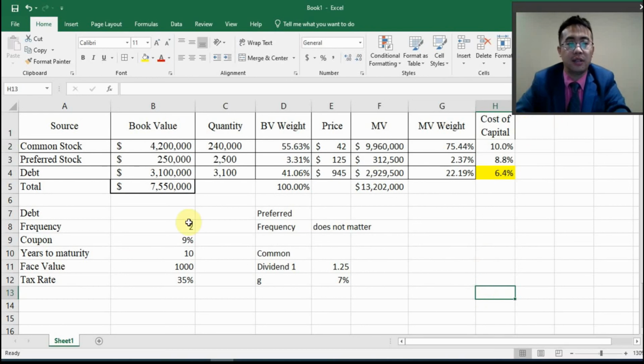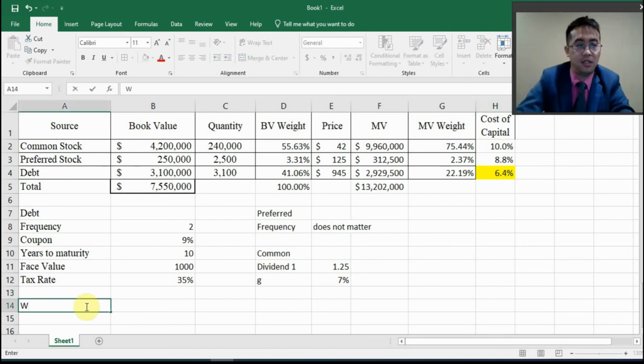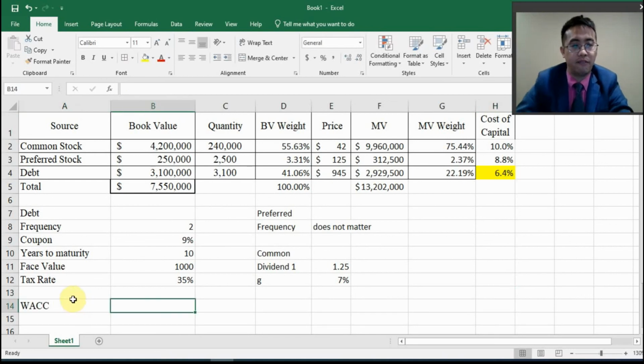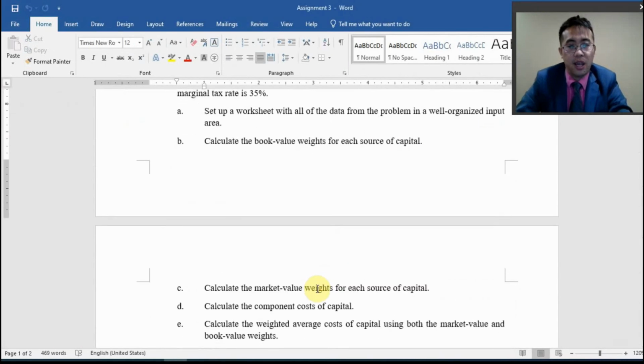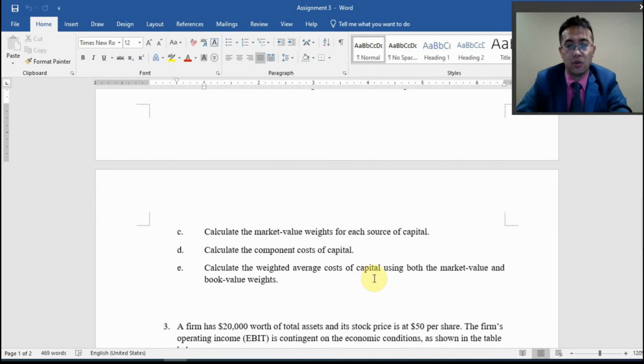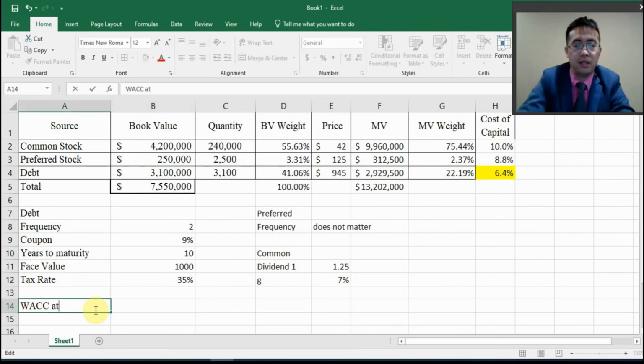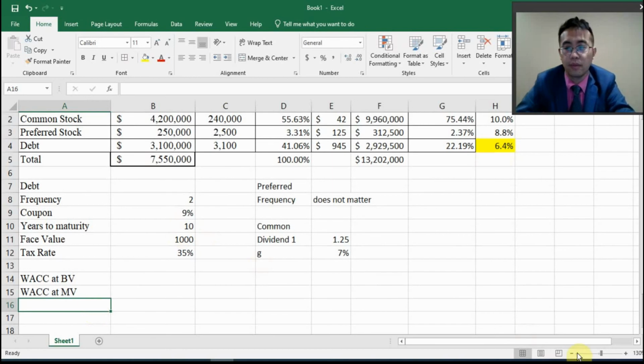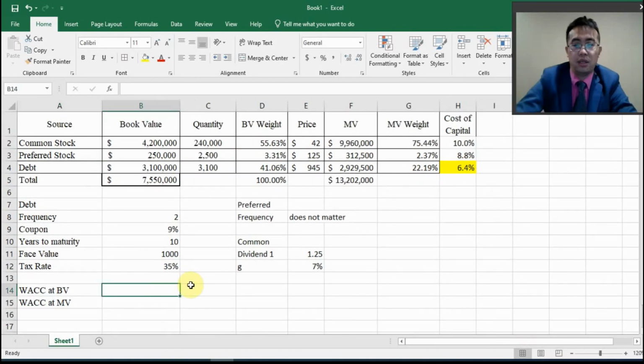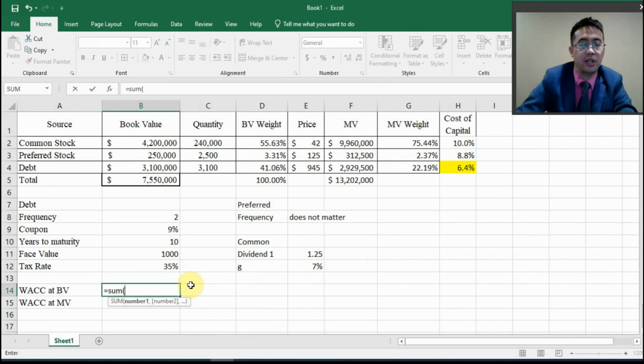All right, and to get the WACC, this is what we're looking for at the final end. At the last of the question, it asks you to solve for the WACC using both market value weights and book value weights. So you are going to have a two system. One is book value and another is market value. And it is just the sum of product function. It is the summation of 3 products.